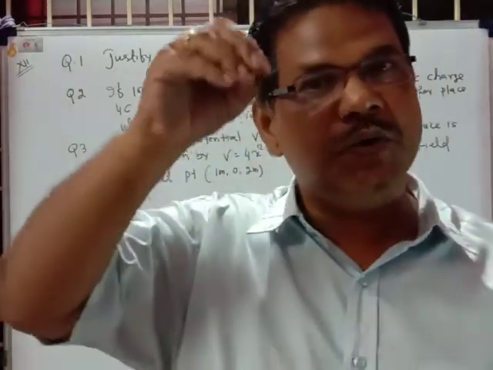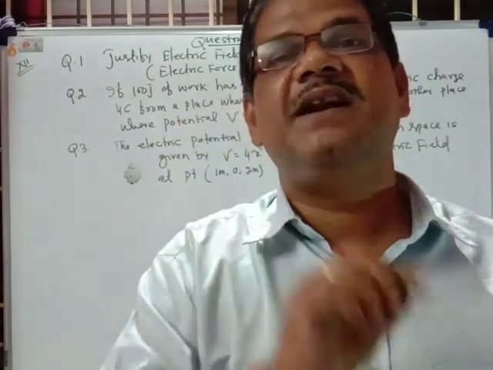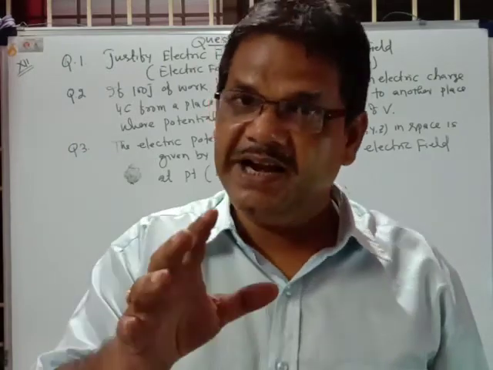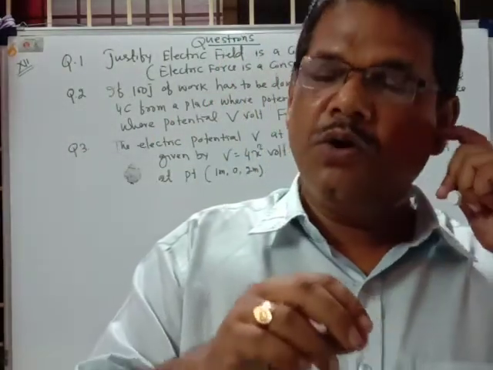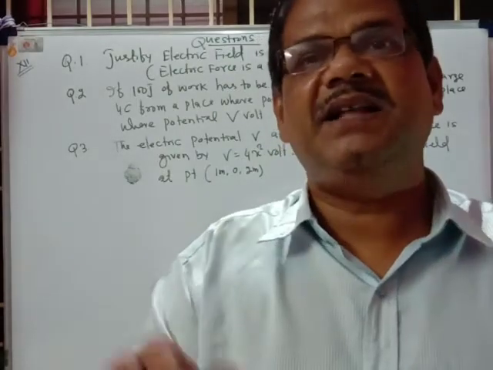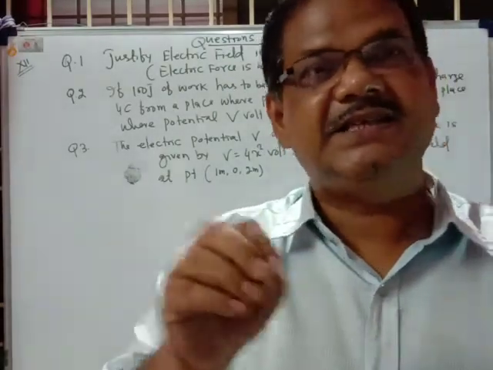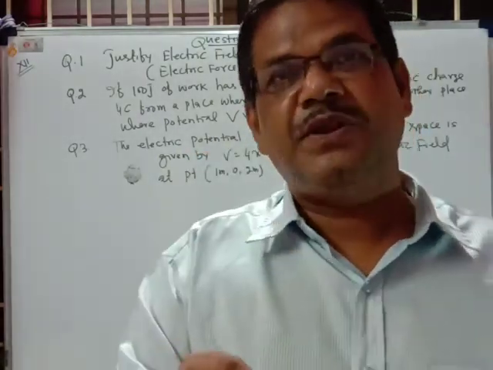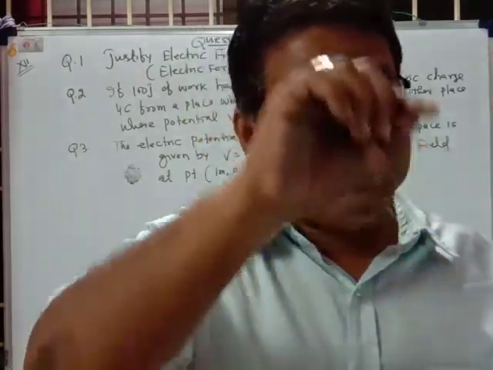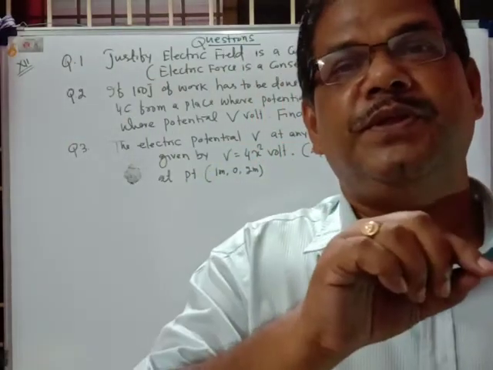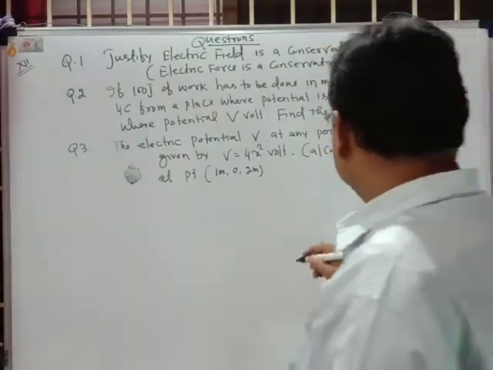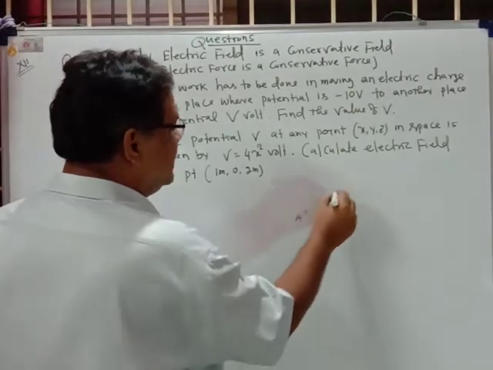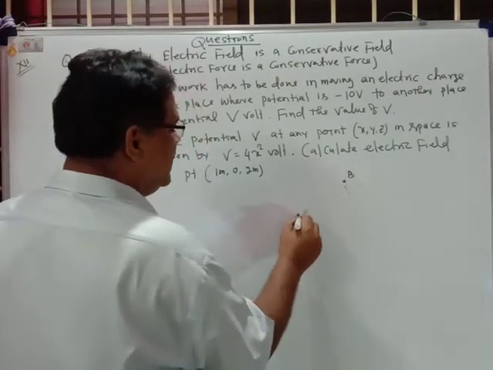The force under which work done is independent of path followed is called conservative force. Repeating it, the force under which work done is independent of path followed, doesn't depend upon the path, is called the conservative force. Or the force under which work done in a closed path is equal to 0 is the conservative force. Suppose, for a conservative force, this is the point A and this is the point B.